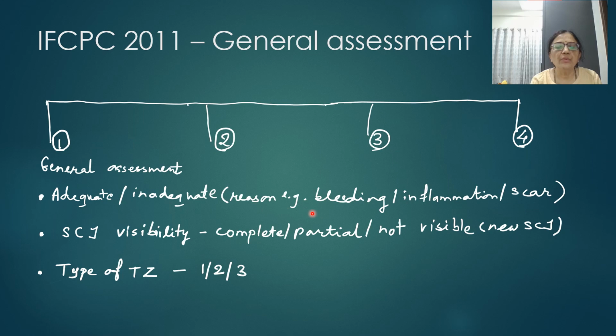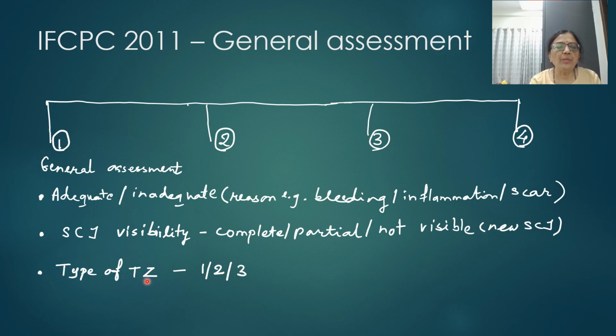to mention the reason also, whether there is bleeding, whether there is infection, inflammation, any scarring in the vagina, whatever is the reason, or atrophy of the vagina, that we have to mention whenever there is an inadequate exposure and visualization of the cervix. Then we have to comment about squamocolumnar junction visibility, whether it is visible completely, partially, or not visible at all. So again, as I said, whenever we are talking here in this guideline about squamocolumnar junction, we are talking about the new squamocolumnar junction or advancing squamocolumnar junction, which is nearer the external os.